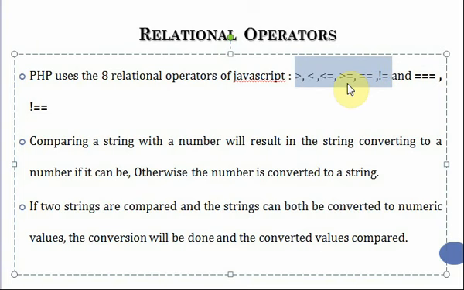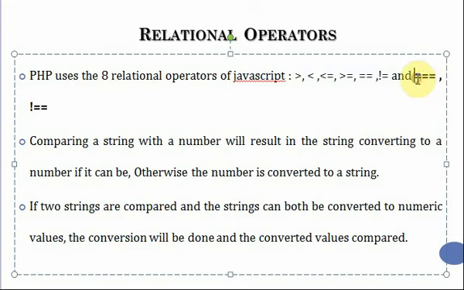When are we going to use relational operators? Relational operators are used whenever you want to compare two expressions. Greater than, less than, greater than or equal to, equality, not equal, all these operators we've already seen in our C language. Other than this, what additional operators do we have in PHP? That is identical and not identical.